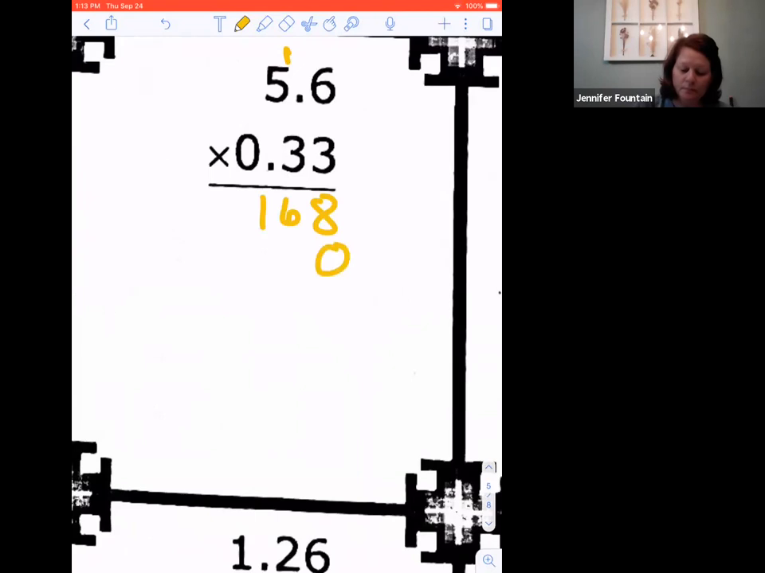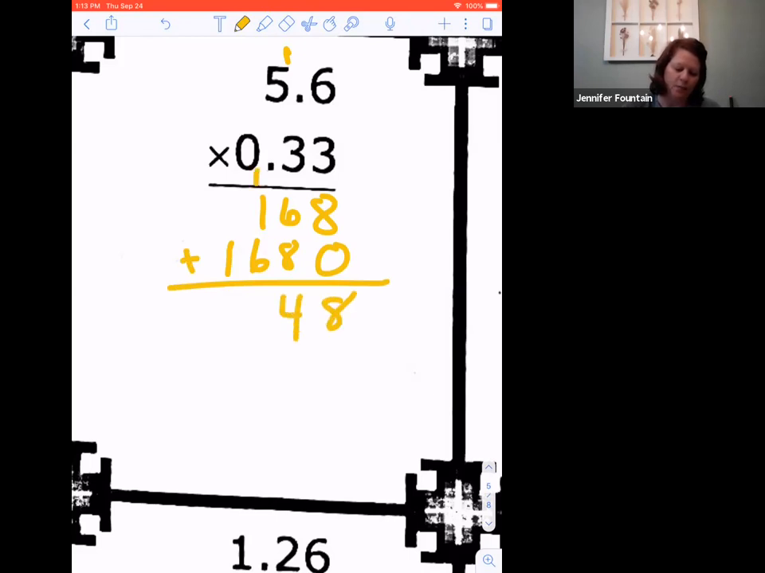Since I'm multiplying by 3, I don't even have to go through all of this again. I know it's going to be an 8, then a 6, then a 1. Now I'm going to add them up. 8 and 0 is 8. 6 and 8 is 14. Carry my 1. 1 plus 1 is 2. 2 plus 6 is 8. And that's just going to be a 1.